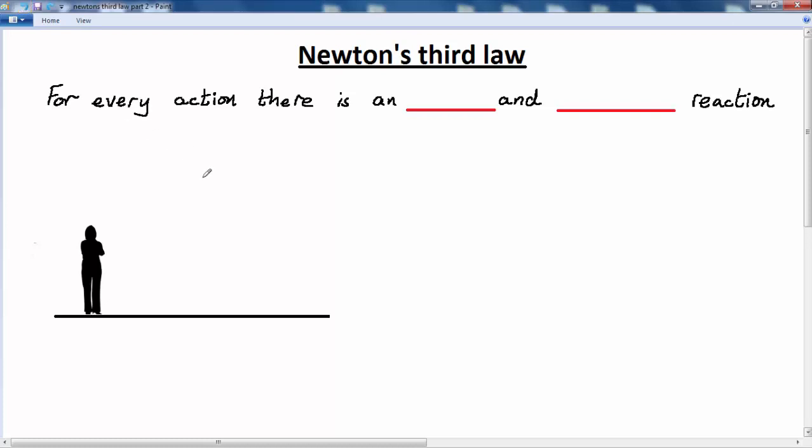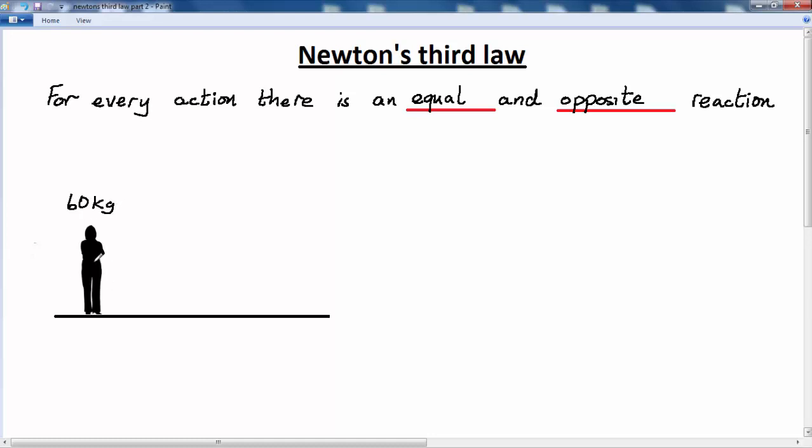In this lesson we're going to continue to look at Newton's third law. Before we do so, let's just remind ourselves what the law says. It says this: for every action there is an equal and opposite reaction. So we've got a woman here standing, and let's say that she has a mass of 60 kilograms.